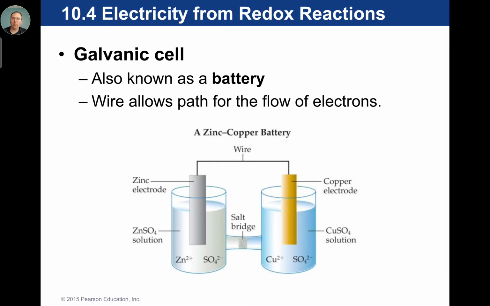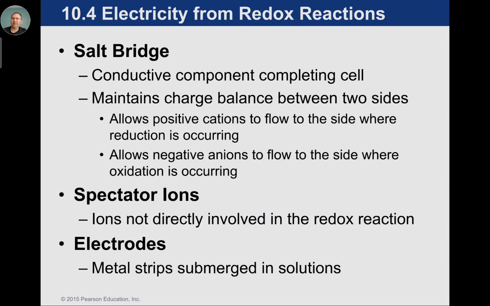So galvanic cell is just a fancy name for a battery. It has a wire that transfers electrons from one side to the other. What you saw at the bottom of that previous page was a salt bridge. A salt bridge completes the circuit. It allows charge balance on both sides of the battery so that we don't have too much positive charge.